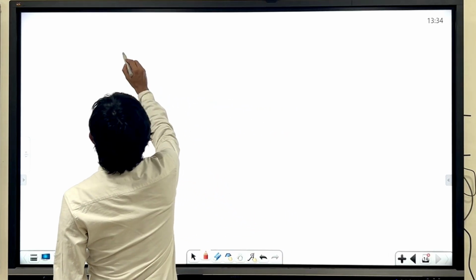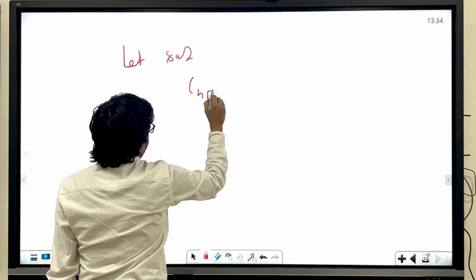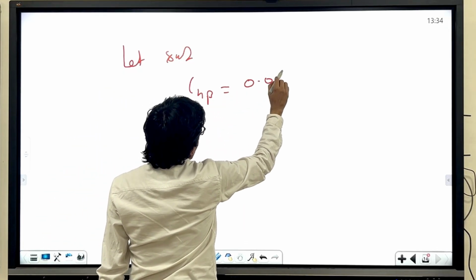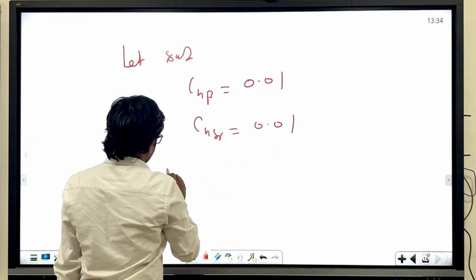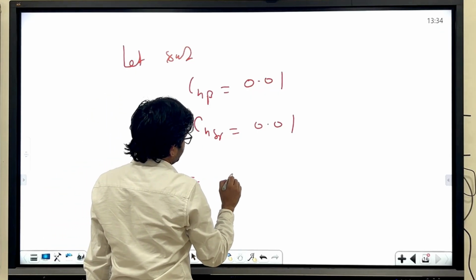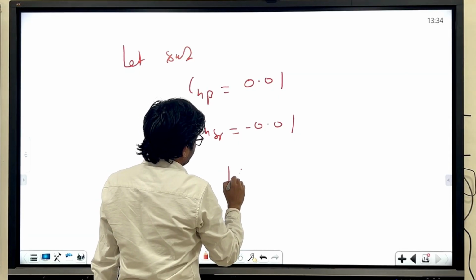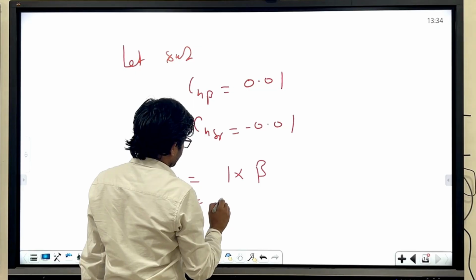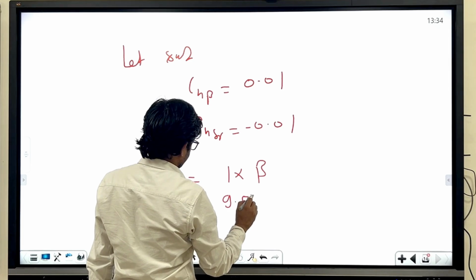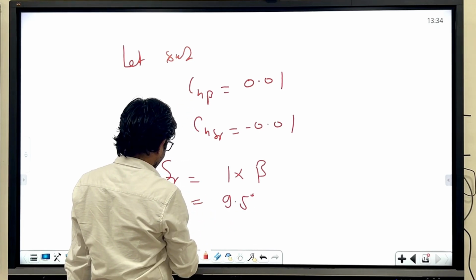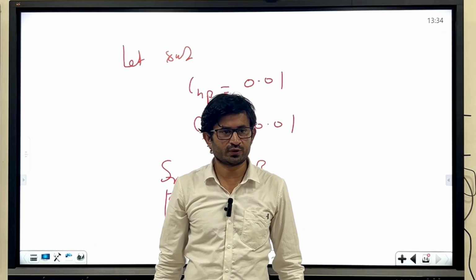Let's say Cn beta is 0.01 and Cn delta r is also 0.01. Okay. So what will be the delta r? This will be a minus sign. So this will be 1 into, let's say, beta. What is the beta coming? 9.5, right? So delta r, how much is required? Approximately 10 degrees, positive, right?